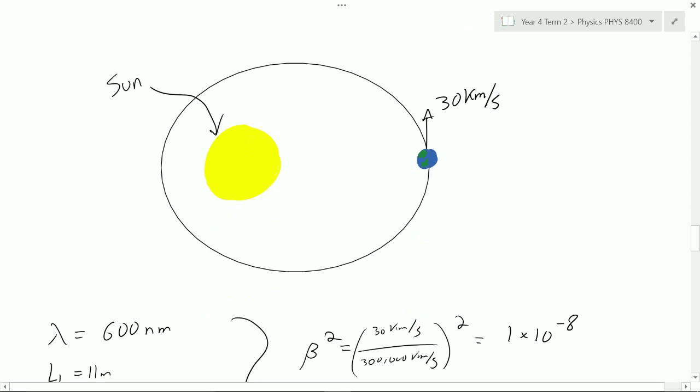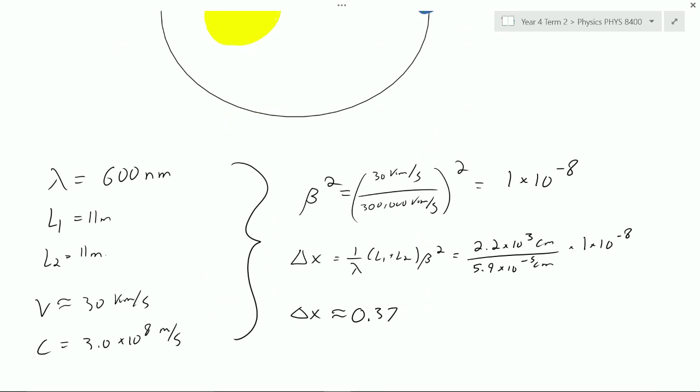So the wavelength was 600 nanometers. The lengths between the mirrors were both exactly 11 meters. Again, the velocity of the Earth was known to be 30 kilometers per second, and the speed of light is 300,000 kilometers per second. So first, we calculate the beta squared value, which is 1 times 10 to the negative 8. Then we calculate the delta x value, which ends up being about 0.37, which is the amount of fringe change we're expected to see.